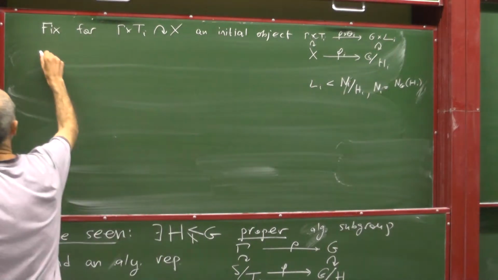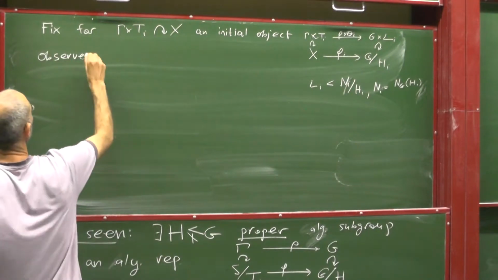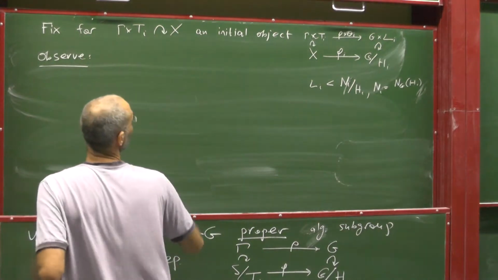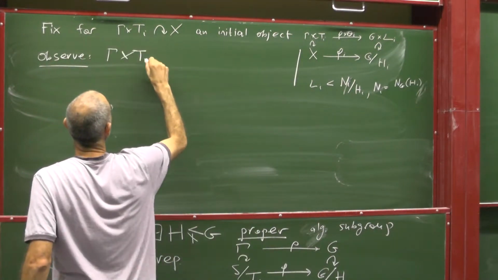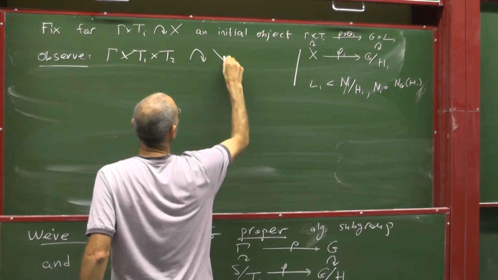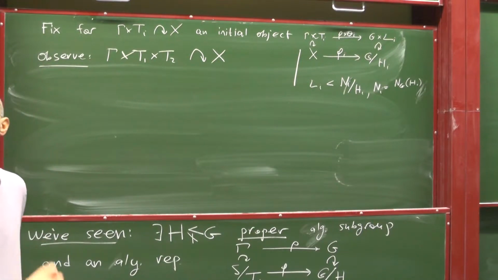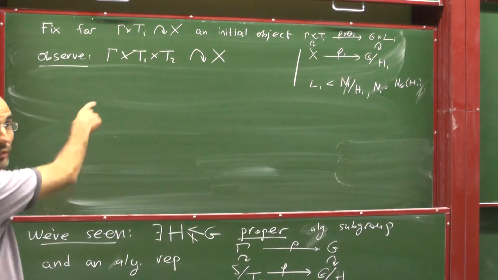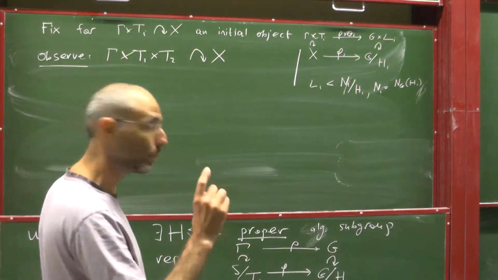And now, observe, as we had before, that gamma times T1 times T2, we have a triply commuting action on S. Gamma acts on the left on S, T1 and T2 act on the right on S, and they do commute between themselves. So this is a very special situation. You don't see this a lot in mathematics. Three groups commuting.